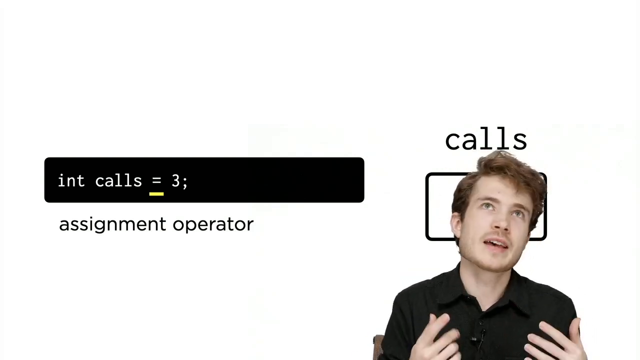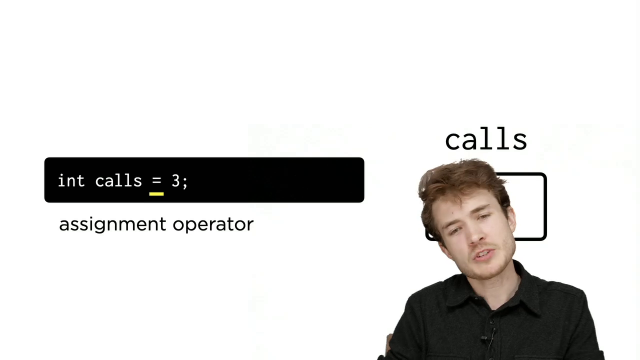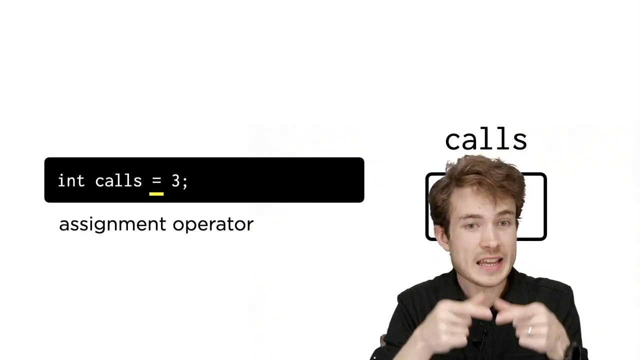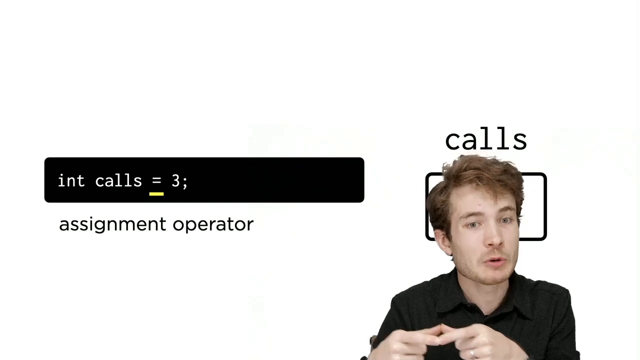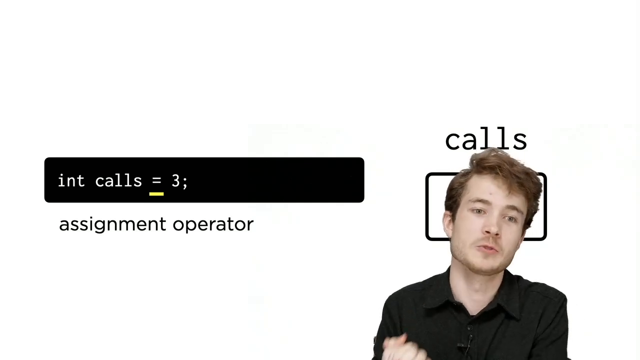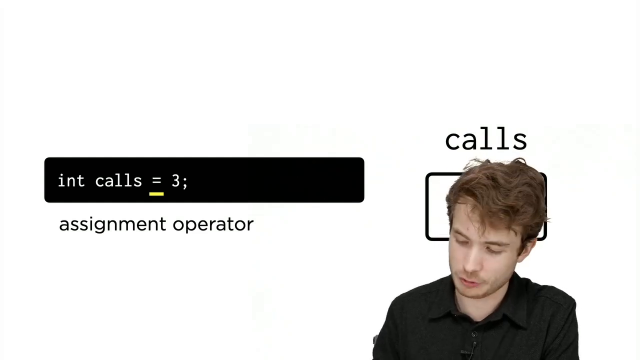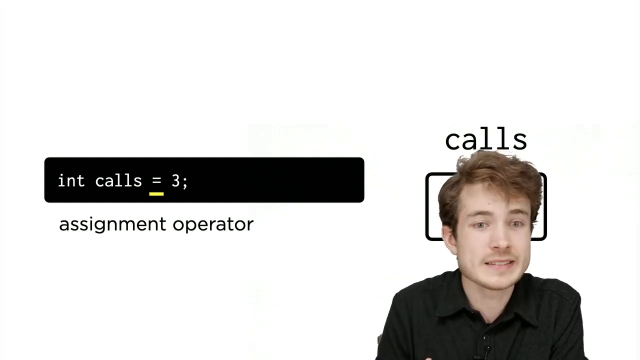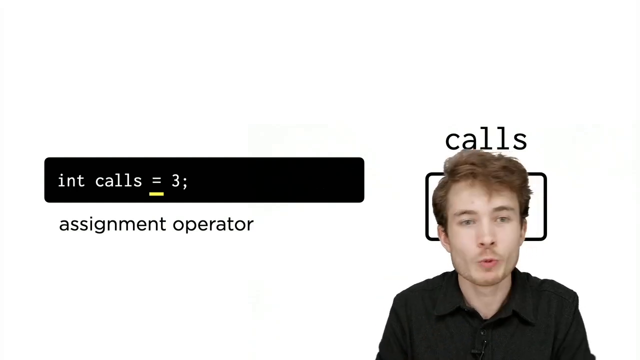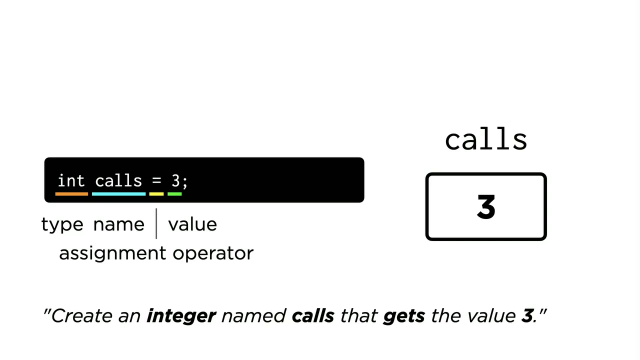We're not so much saying that this value, this calls here, is equal to 3, as much as we're saying we've created some container and called it calls, and we're going to assign the value of that container to be equal to 3. So that's the difference between equals and the assignment operator here. And if we wanted to read this in plain old English, we could say we're going to create an integer named calls that gets the value 3.